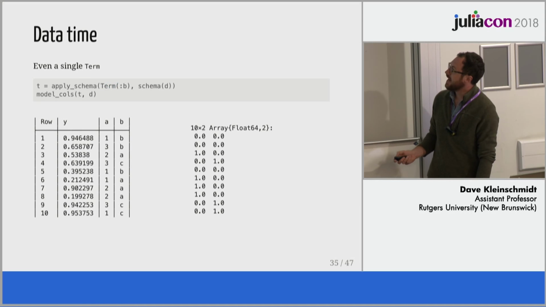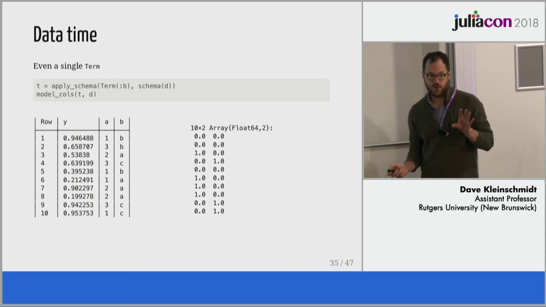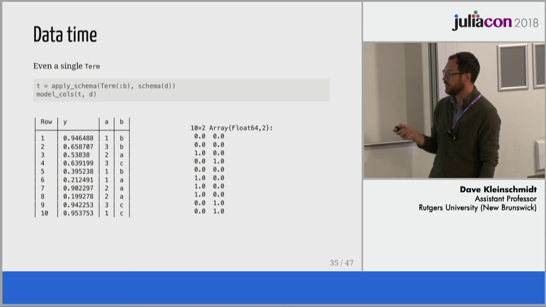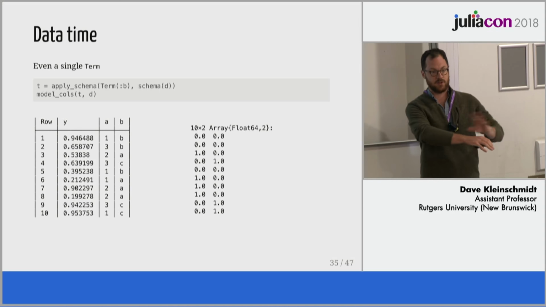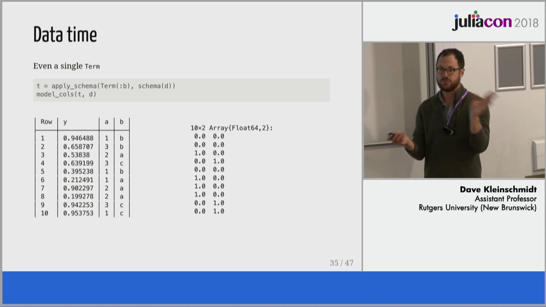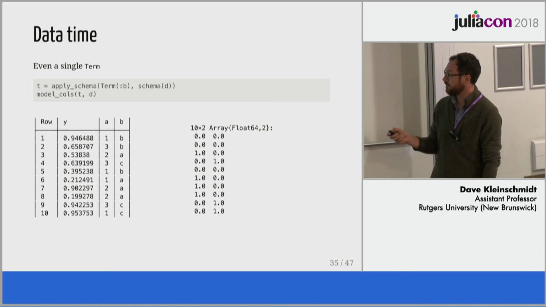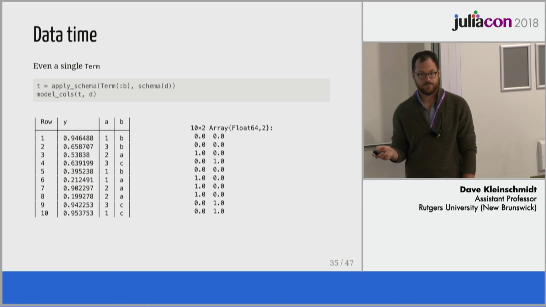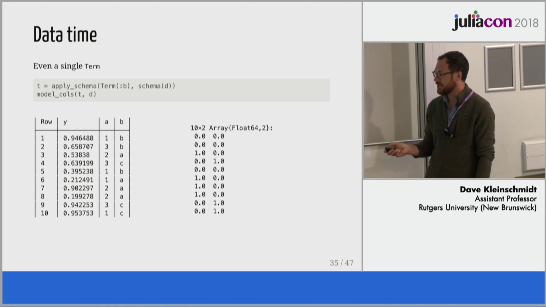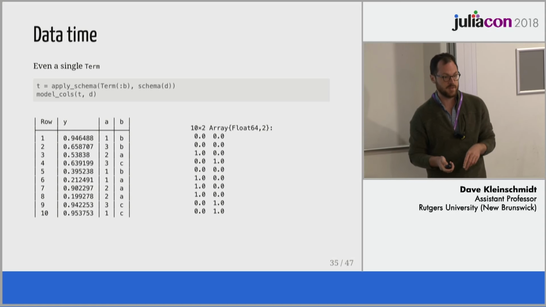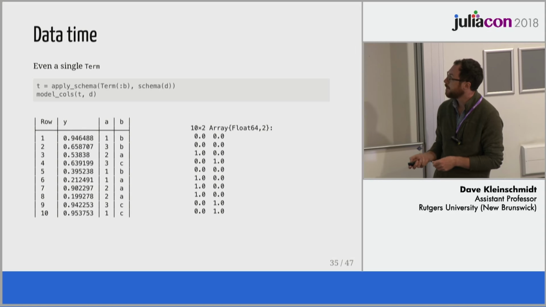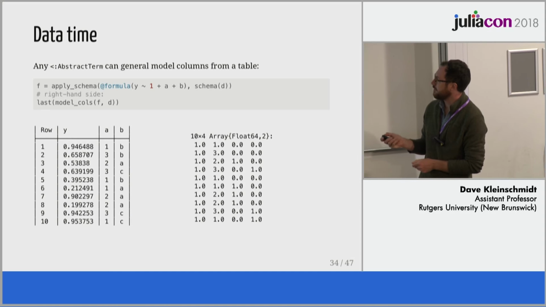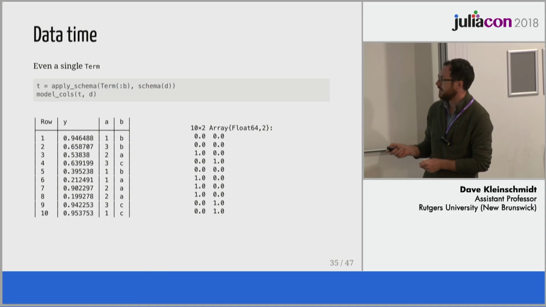Now, you need a formula, but you can do the same thing for a single term. I can create a single term. This is no macro magic; this is all standard runtime Julia stuff. You can create a single term for B, apply a schema to it, and generate model columns for it. So this design is much more composable than it used to be if you're used to the old formula setup. And you can verify that the columns it generates are the same as when generating them alone.